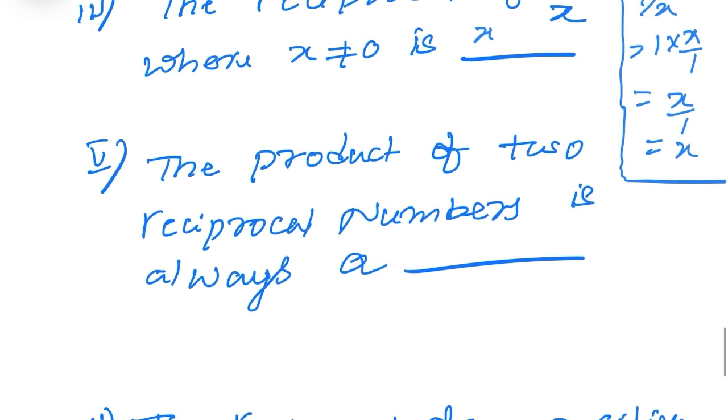Fifth bit. The product of two reciprocal numbers is always a dash. Any two rational numbers, if you take and multiply, the product should be a rational number again. Any rational number it comes. It is not much to think. Take whatever you want. For example, 2 by 3, 1 by 5, multiply them. 2 into 1, 2. Likewise, 5 into 3, 15. So all this comes. That means again it is a rational number.